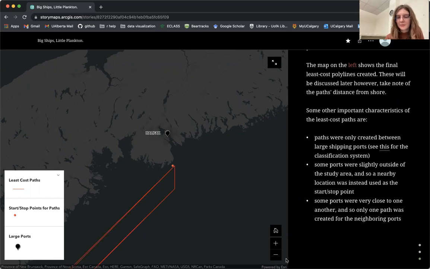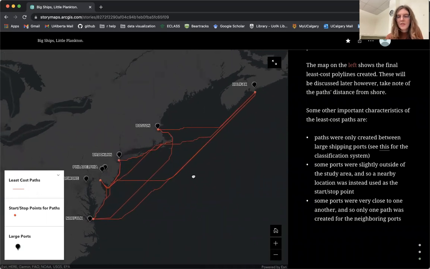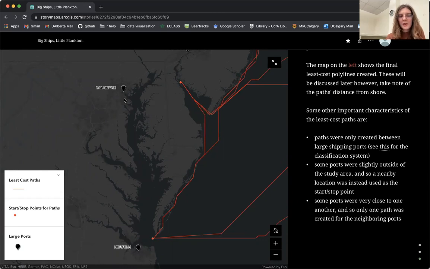And then the last thing is that some ports were really close to one another, so I only created one path for those neighboring ports. The most extreme example of this will be, this is the port of Norfolk, this is the port of Baltimore, and this is the point I used as the start or stop point for both of these ports. This represented both of these ports.